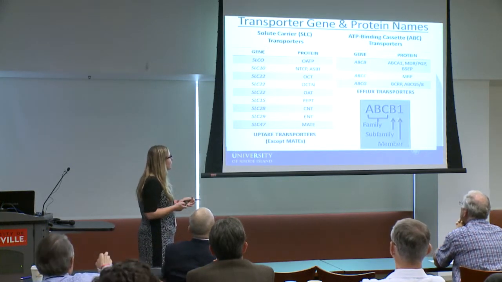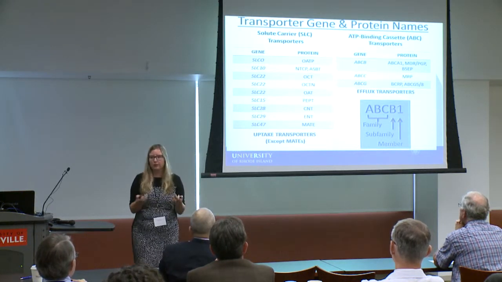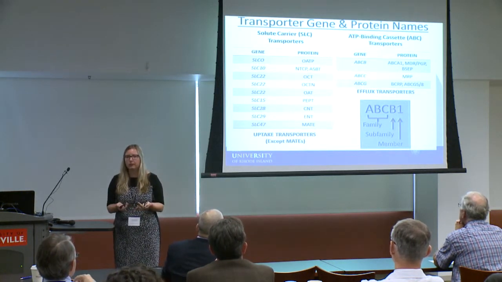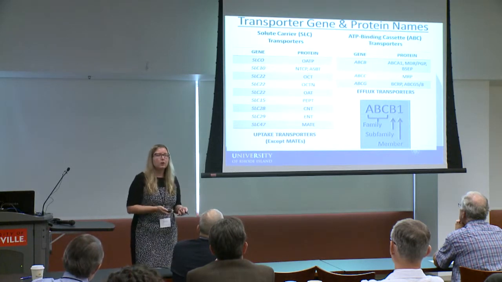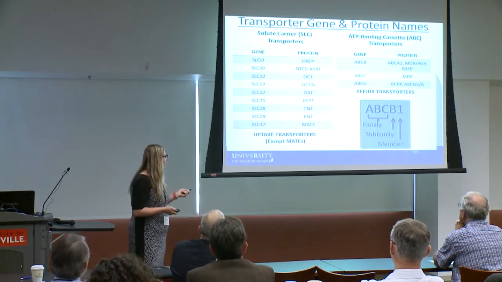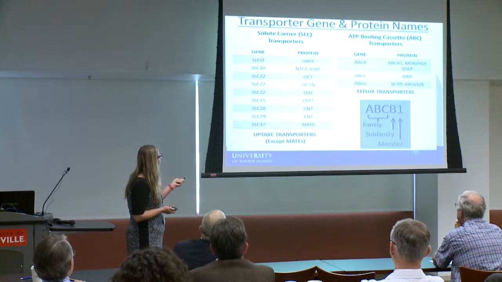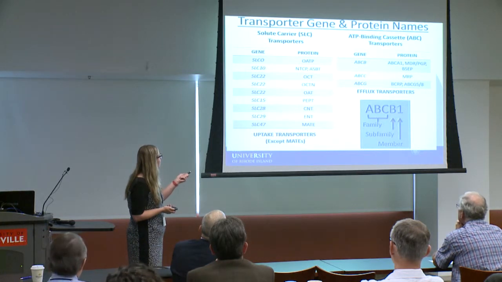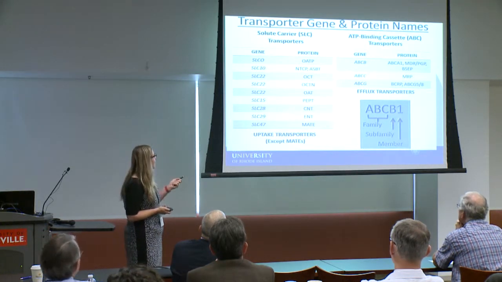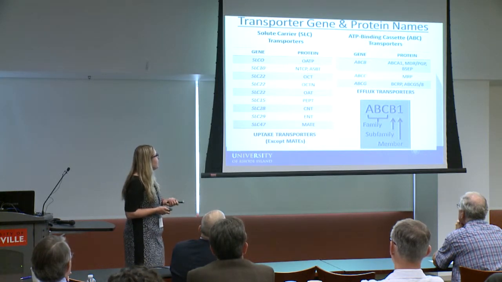I wanted to go over the nomenclature for transporters a little bit. There are basically two different classes of transporters that exist in the liver. We have our SLCs. Predominantly, these are uptake transporters within the liver, except for the MATEs. The gene names here are SLCs, and then they encode for various proteins. Today in particular, we'll spend some time talking about OATPs, and a little bit about NTCP and OCTs.